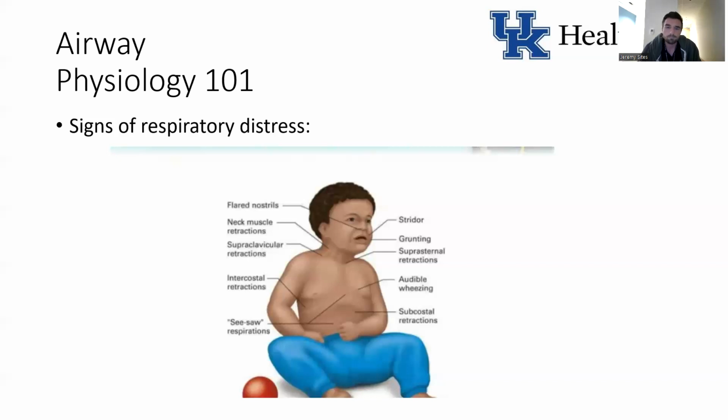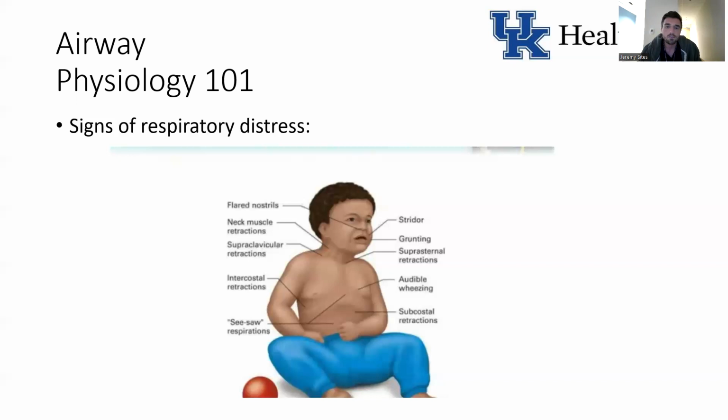Stridor is this sound that you hear on inspiration. It's a high-pitched sound indicative of upper airway obstruction, some impedance of flow within the portion of the airway above the vocal cords. Think, classically, most commonly for your purposes in your board exams, that's going to be from croup in the toddler who's exhibiting stridor. And we'll hear an example of that in part 2 of this talk. So when you hear stridor, think upper respiratory disease, and croup should be on your differential.